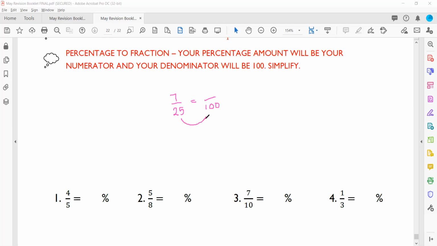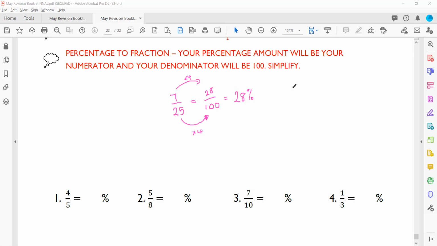So to go from 25 to 100, you would times by 4. And remember, when creating equivalent fractions, whatever you do to the denominator, you need to do the same to the numerator. So we would times by 4 here. So this would become 28/100ths, which would be 28%. So that's the method you can use, create an equivalent fraction where the original denominator is a factor of 100.